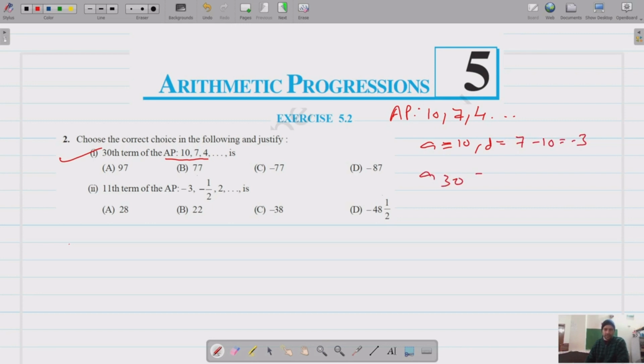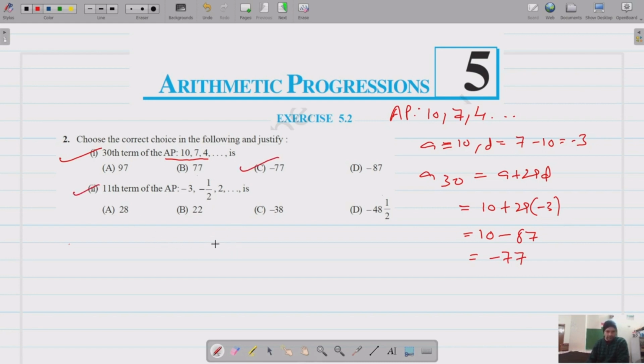So we know that the 13th term is a plus 12d. A is 10 plus 12 into minus 3, which gives us minus 36. So 10 minus 36 is minus 26. So C is the option.